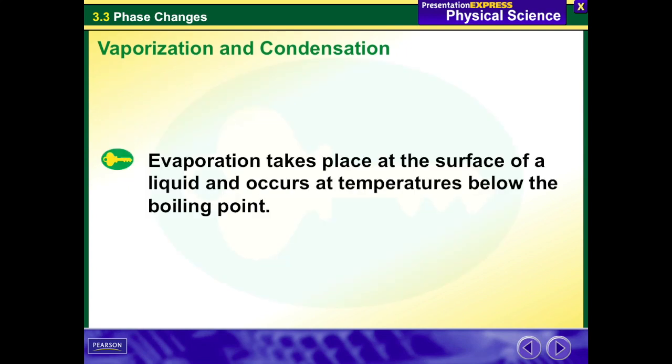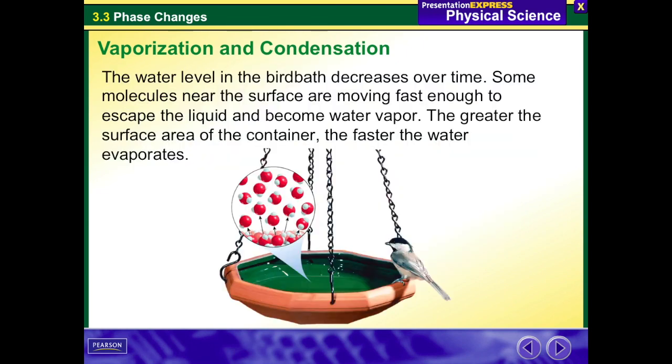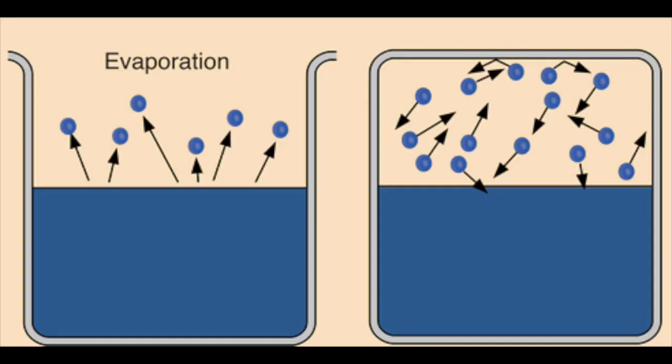Evaporation takes place only at the surface of a liquid and occurs at temperatures below the boiling point. Here's a bird bath, and the water level in the bird bath will decrease over time. Some of the molecules near the surface are moving fast enough to escape as a liquid, and they become water vapor. The greater the surface area, the faster the water will evaporate. Also, temperature will have a direct influence on how fast the liquid evaporates.